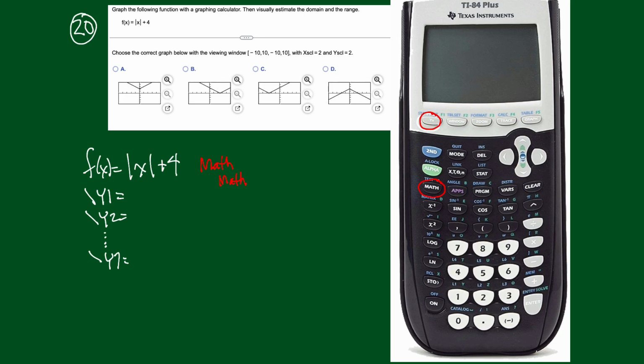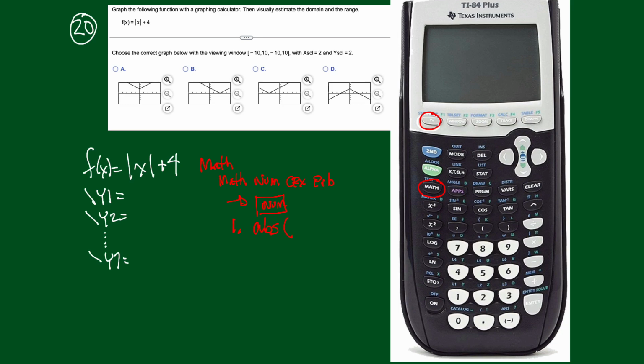Math, number, CPX for complex, and then PRB for probability. Use your scroll key to get to number. So scroll over this way to number. Your cursor's on NUM. Now, the first thing that comes up here is number 1, ABS with a parenthesis. It takes the absolute value of whatever you're going to put in.